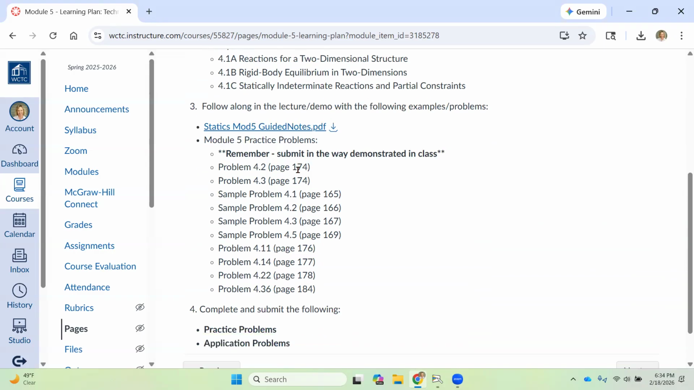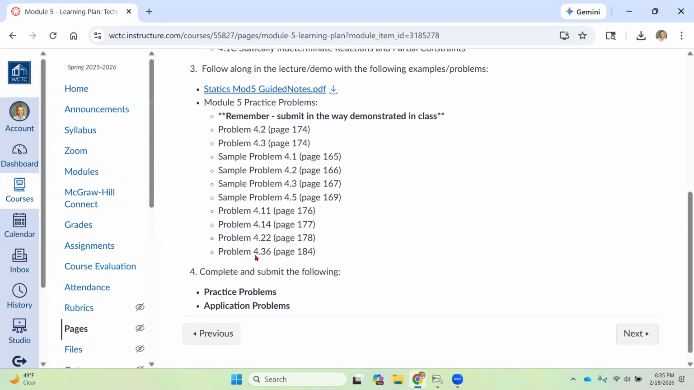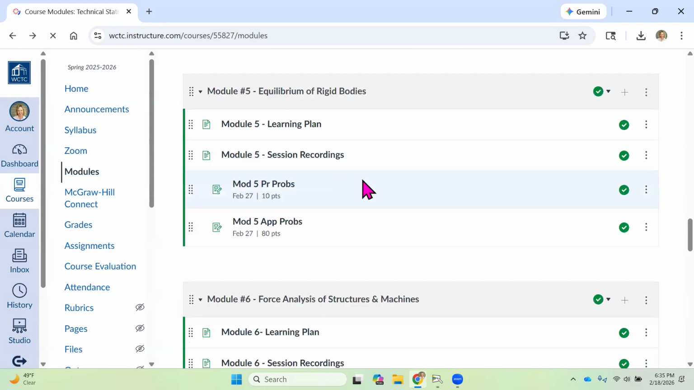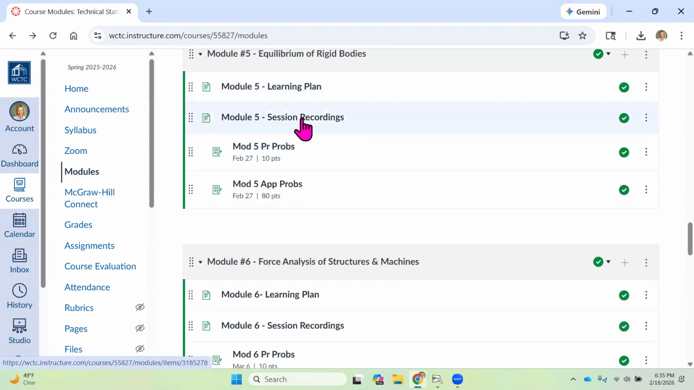The handout includes all of the practice problems that we see listed here. So we're going to be doing some work and looking at all different types of problems that'll prepare you for your application problems. Underneath our learning plan, you're going to notice we have our session recordings. I do have the session recordings out there from last year, so you can always go in and reference those, and they're labeled there for you to look at if you so choose.